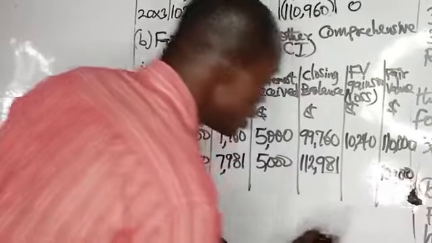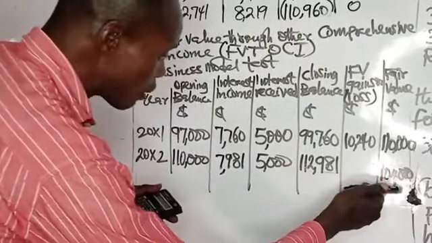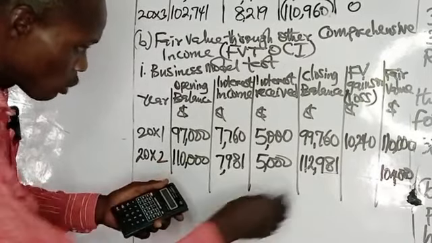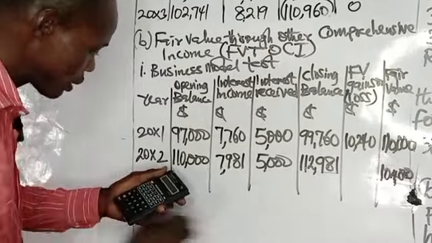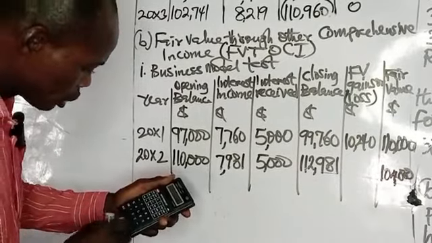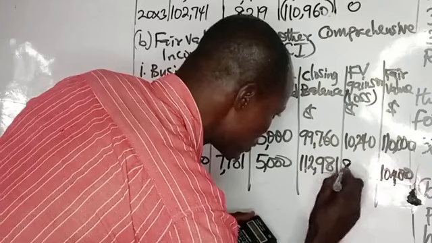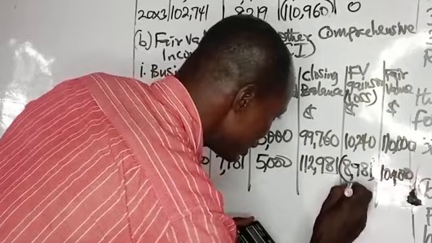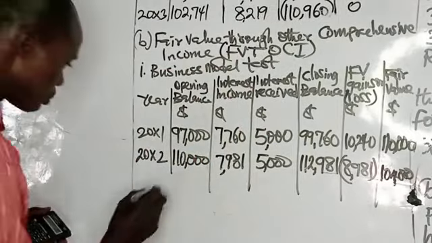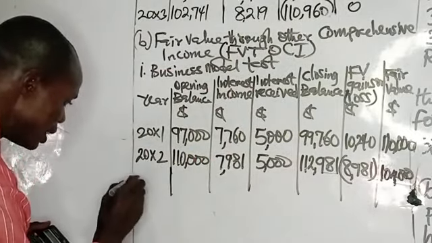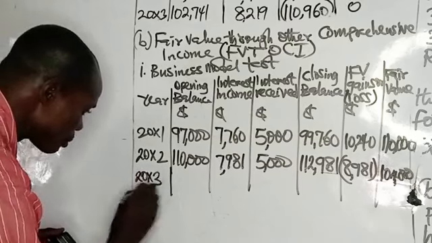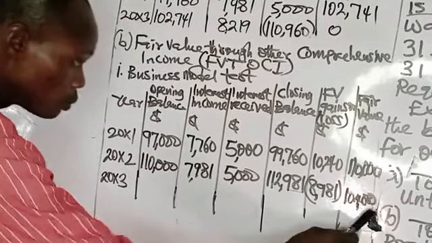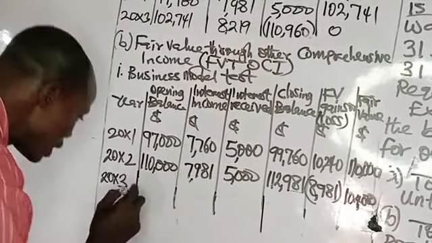This value is less than the 112,981. So you have fair value deficit. What is the difference? 112,981 minus 104,000. So you have 8,981. It's a deficit. That is why I put it in bracket. Then the 20X3. The fair value you have as the closing balance in 20X2 will become the opening balance in 20X3.